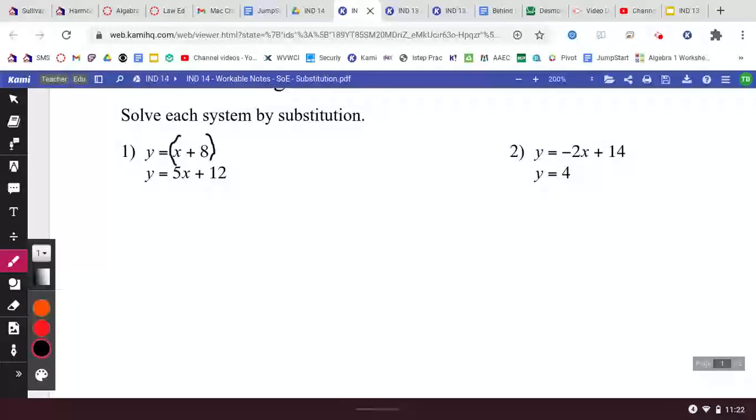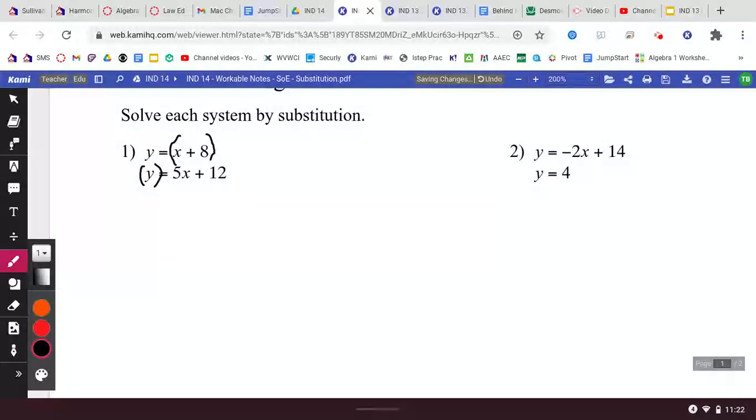So step one was to make sure one is set to y. We already had that. We put a parenthesis around what we're calling our clue, okay? And we're using that top equation as our clue. Now it says put parentheses around the y in the other equation. So I'm going to come to the other equation, and I'm going to put parentheses where there's a y.